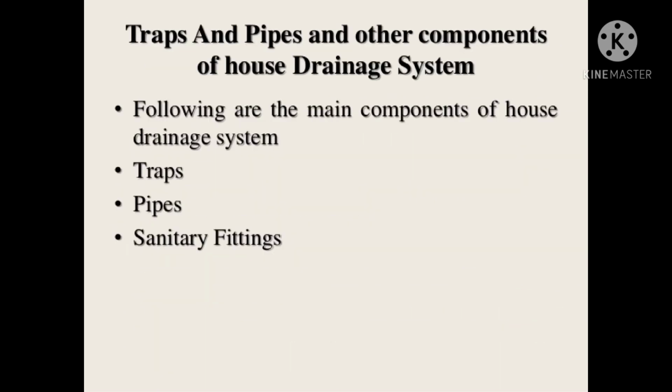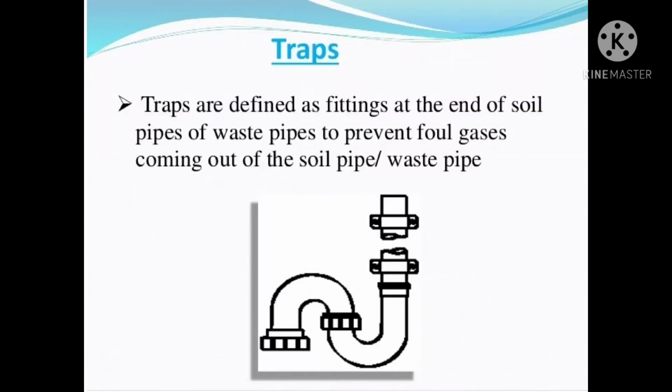Traps and pipes and other components of house drainage system. The following are the main components of a house drainage system. Number one is trap, another one is pipe, another one is sanitary fittings. Now see one by one. First one is trap. Traps are defined as fittings at the end of a soil pipe or waste pipe to prevent foul gases coming out of the soil pipe or waste pipe.